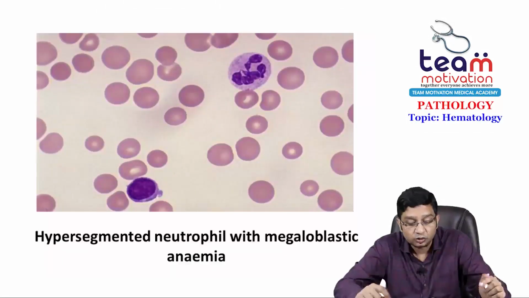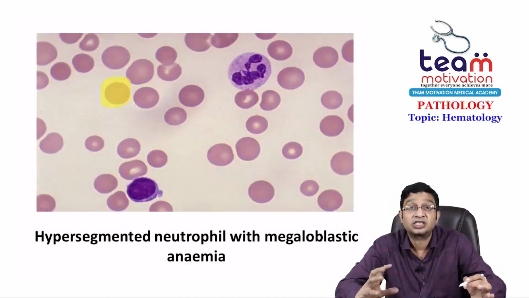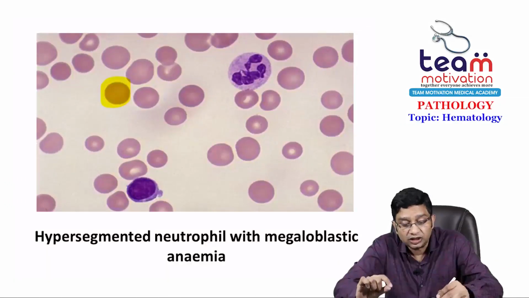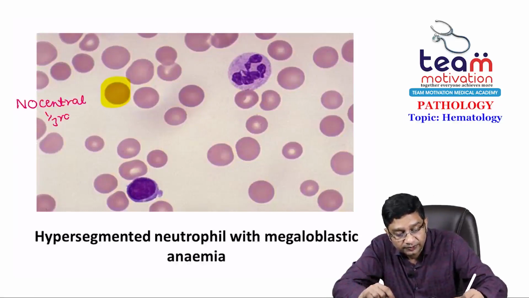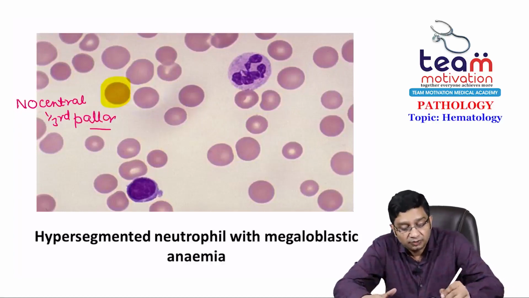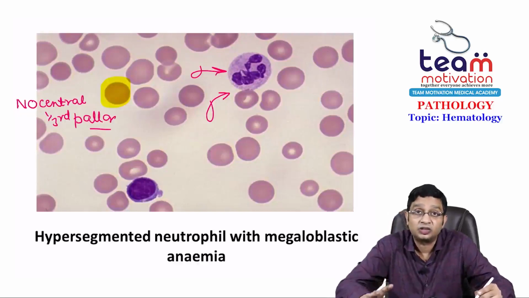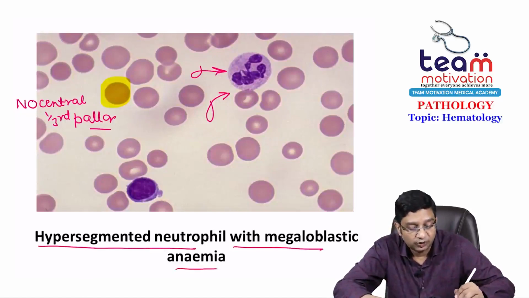Here this slide shows macrocytosis. Now just by looking at the RBC, you cannot say that the size is large. Only what you can comment upon is that there is no central 1/3 pallor, which is normally present, that is not seen here. Plus there will be hypersegmented neutrophils. Hypersegmented neutrophils are seen in megaloblastic anemia.